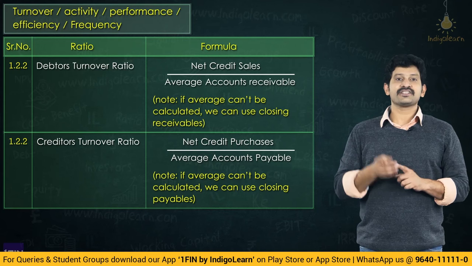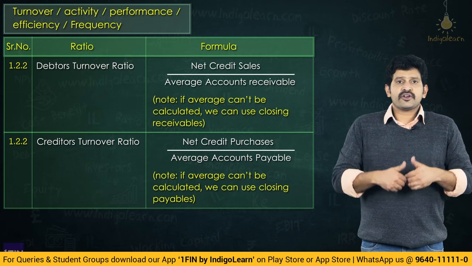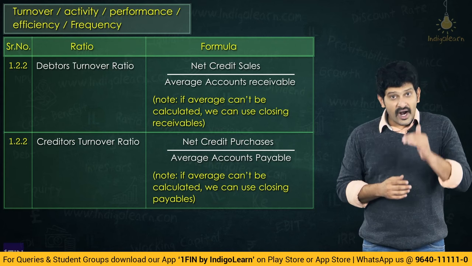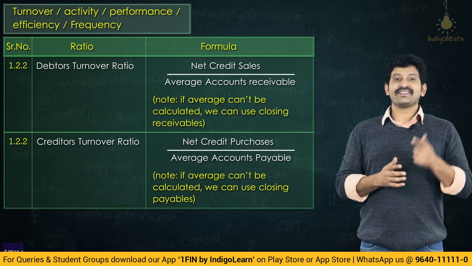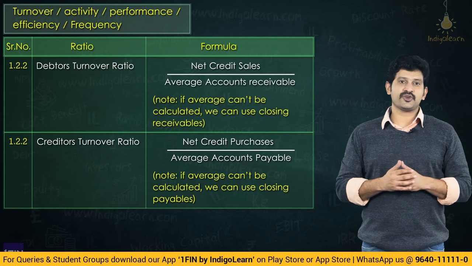Now, just like debtor turnover ratio, say creditor turnover ratio is 6 times. So, what does it mean? 12 months by 6, that is 2 months. What if it is 12 times? 1 month. Therefore, I have to pay every month. That is the reason we said all the ratios above this, the higher the better. But in case of creditor turnover ratio, the lesser the better. So, this is about our turnover ratios or efficiency ratios or activity ratios or performance ratios or frequency ratios.